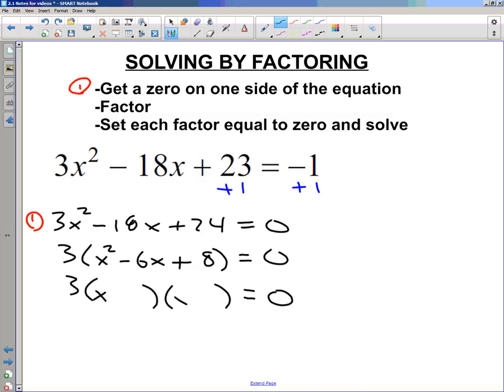X squared, so x times x. We want factors of 8. And we should be able to do -2 and -4. All right, so we have successfully factored in these 2 steps here. This was the second phase of this problem. Our final phase, we're going to set each of our factors equal to 0 and solve.